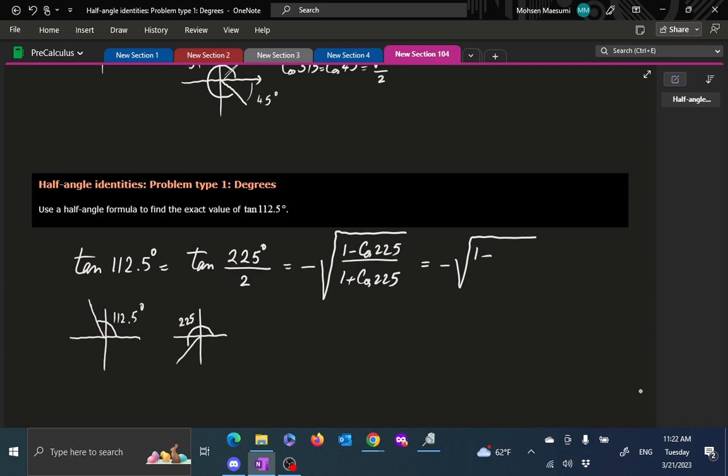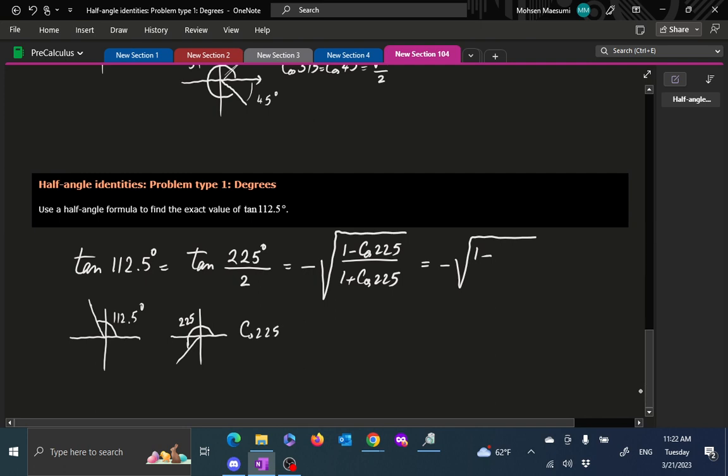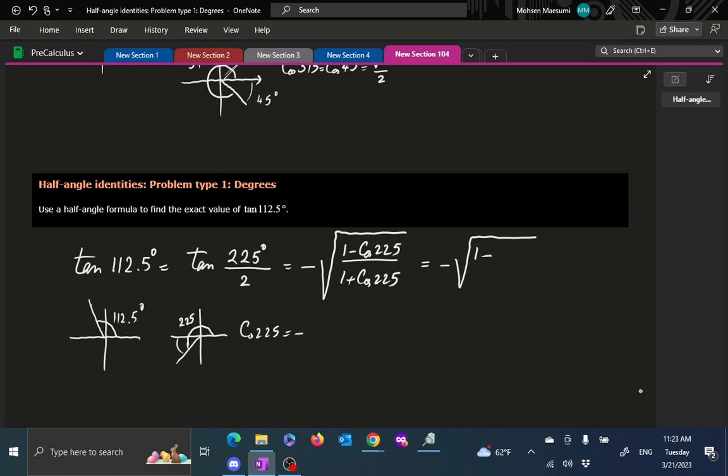Cosine of 225, notice this is just a 45-degree angle. So that's going to be minus cosine of 45, by reflection identity, or look it up in your table. So 1 minus this is going to be 1 minus minus radical 2 over 2. So 1 minus minus radical 2 over 2 is going to become 1 plus radical 2 over 2. The denominator is 1 minus radical 2 over 2.